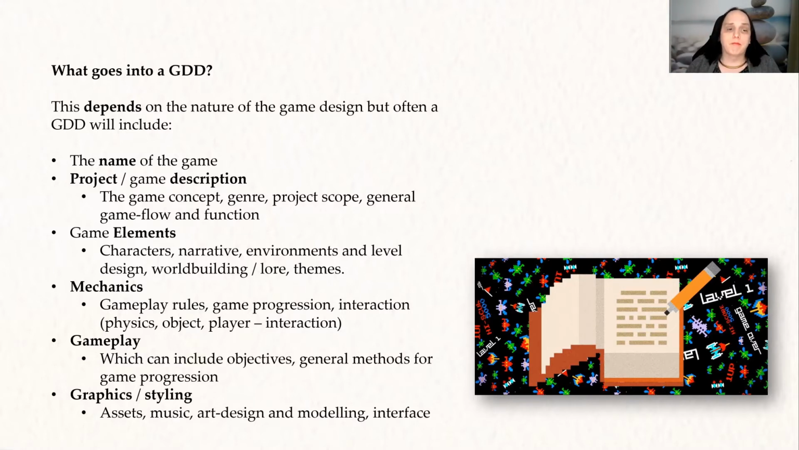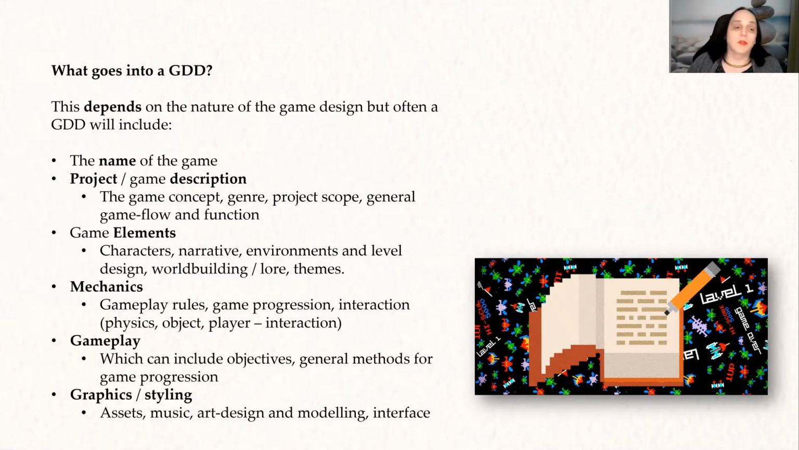The game design document will often include accounts of game elements. This could be characters, narrative, environments, level design, world building, lore, themes. These are the story elements, the world elements, the narrative construction that might be features of your game. Now, all of these elements that I'm describing will, of course, intersect with each other. They're not independent of each other. But the game design document will often put these into different sections, and these are likely part of one of your sections in your game design document.